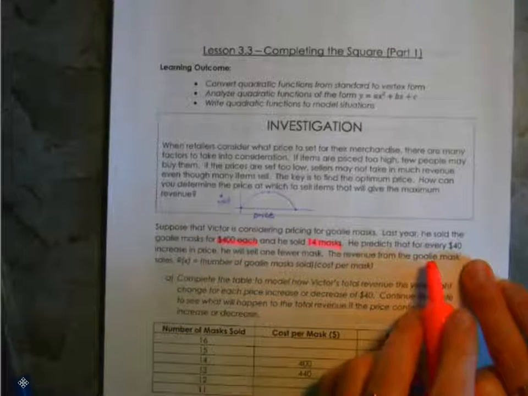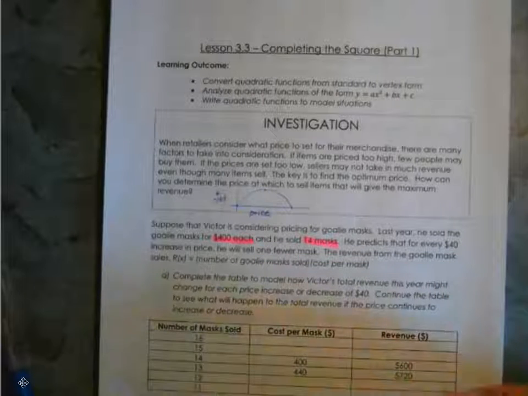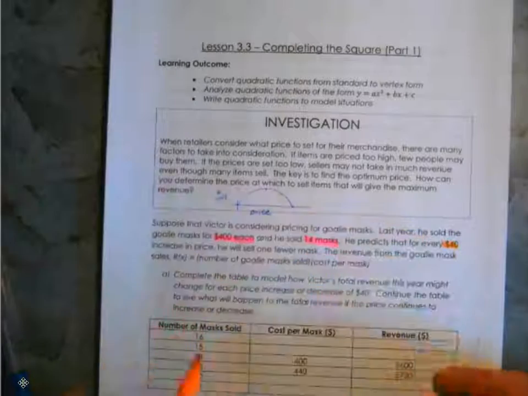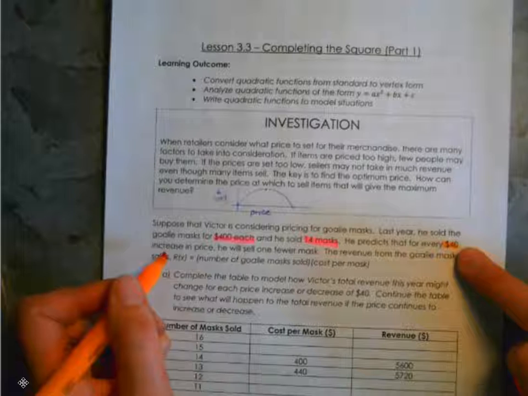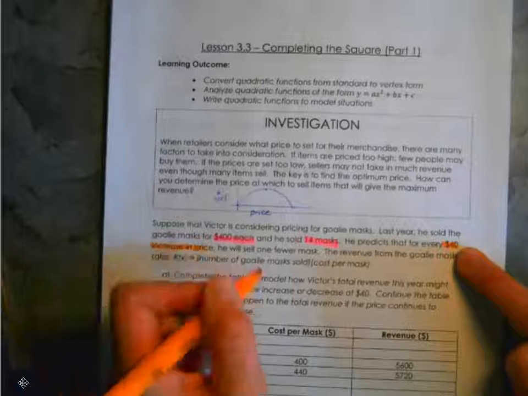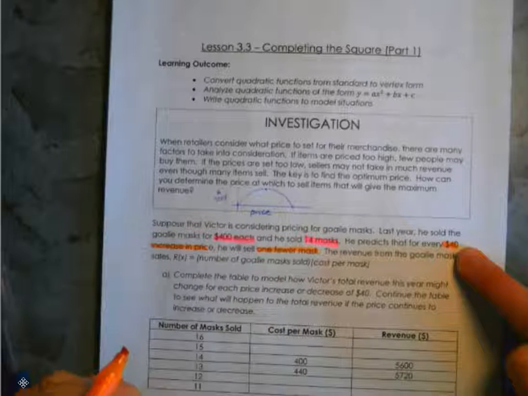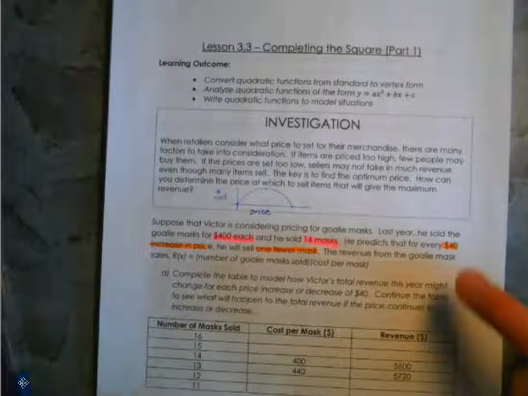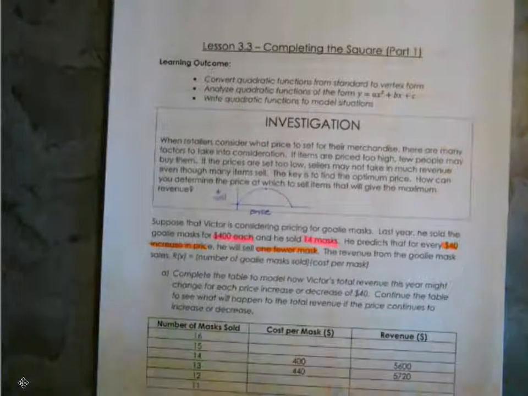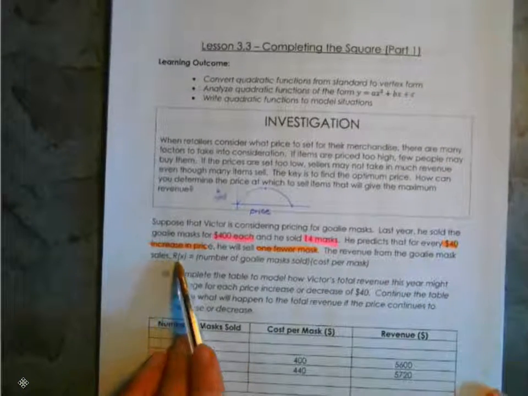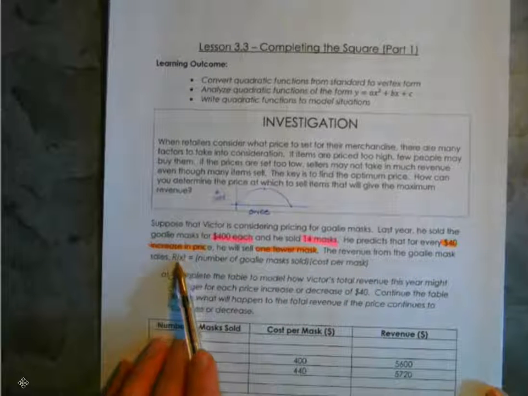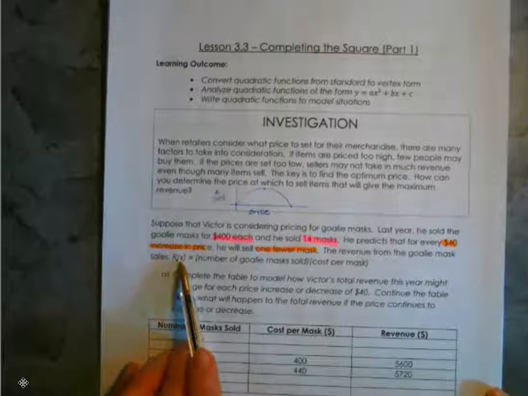Now he predicts that for every $40 increase in price, and I might even get real crazy here and use a different color, so now we're looking at a change, so I'm using a different color, 1 fewer mask is sold. So again, we have both the pricing and the number of masks sold being referred to. So the revenue from the goalie mask sales is R of x. So revenue is a function of x.